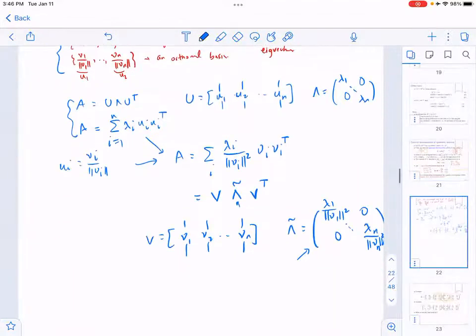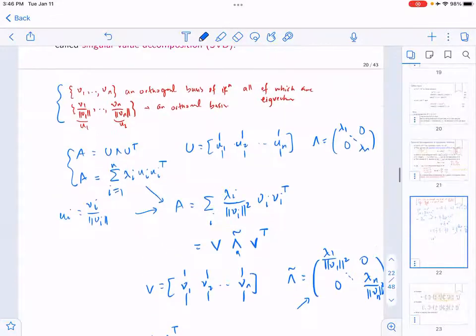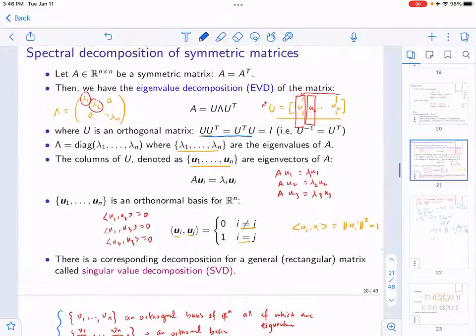With V, it's not going to be like that. If you do V V transpose, I encourage you to try it. It's going to be diagonal, but it's not going to be identity. So the inverse is not V transpose. Right, so does that answer your question? Yeah, it does. Thank you so much.